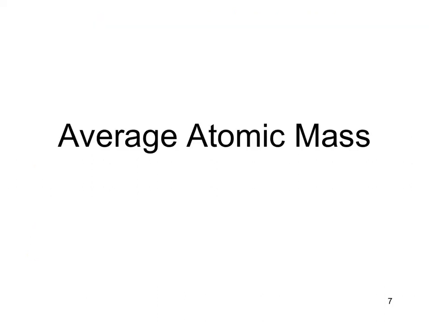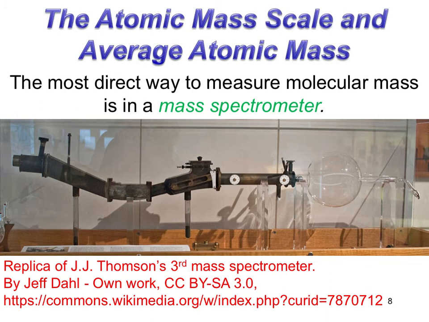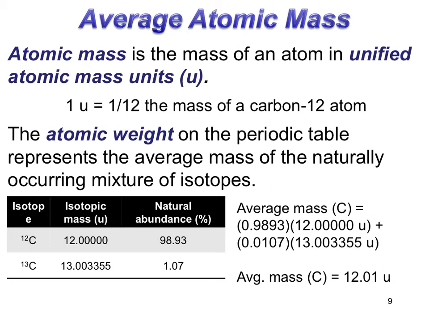Average atomic mass. Atomic mass can be measured with a mass spectrometer. In this picture is a replica of J.J. Thomson's third mass spectrometer, used to measure the masses of gases. The atomic weight that you see on the periodic table actually represents the average mass of the naturally occurring isotopes. It is called a weighted average because it's not a direct average, where you take 1 and 1 and add them and then divide by 2.